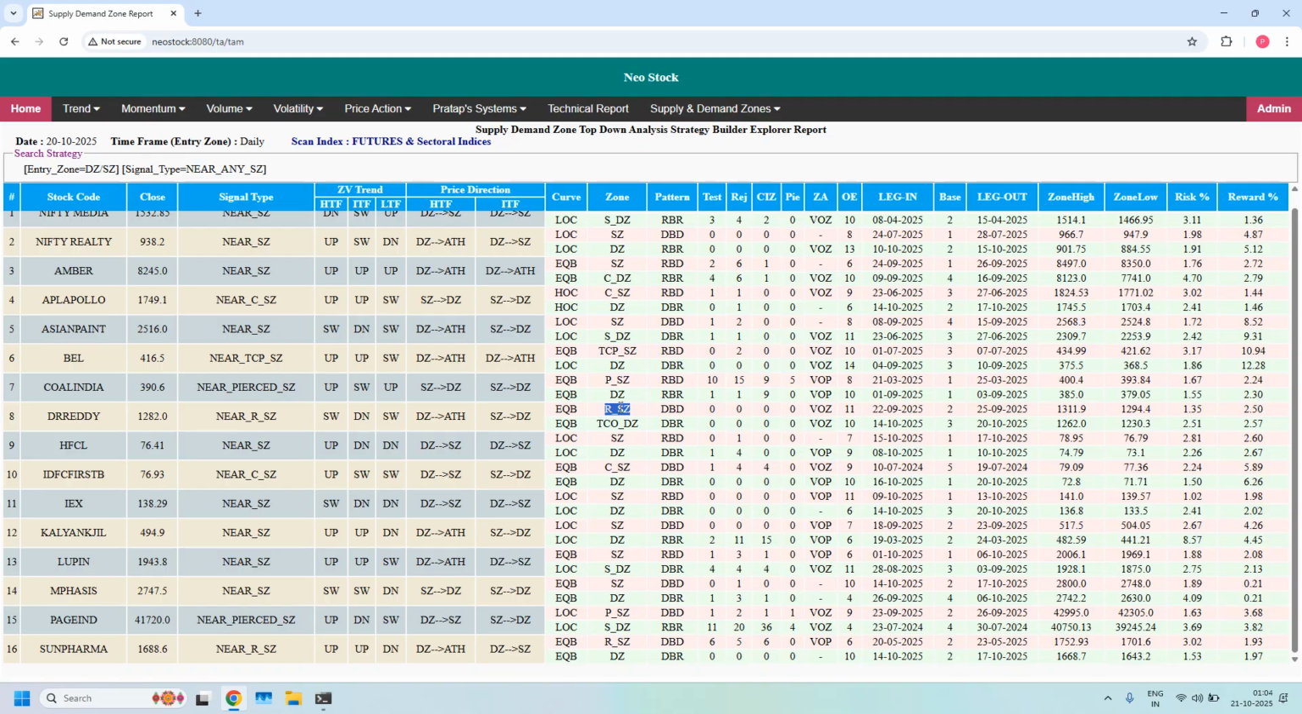Dr. Reddy is having a high liquidity daily supply zone. IDFC First Bank is having a high liquidity daily supply zone. And Sun Pharma is having a high liquidity daily supply zone. We identified 5 daily high liquidity supply zones from this list. So this is about the daily time frame.